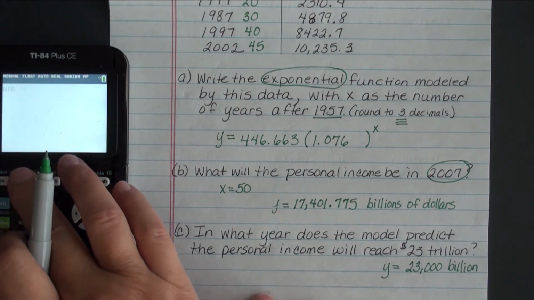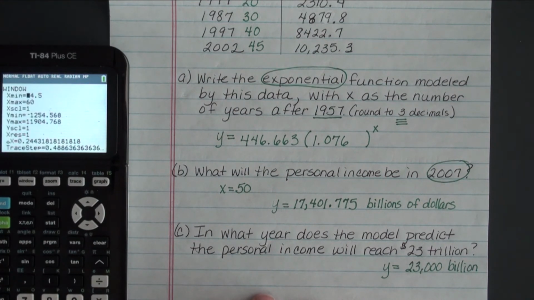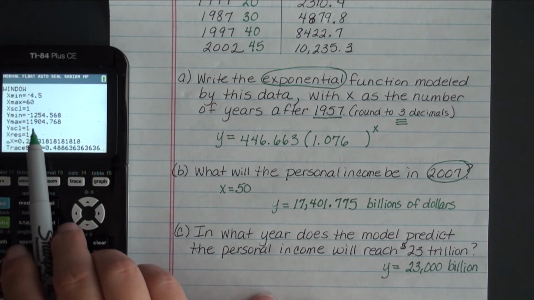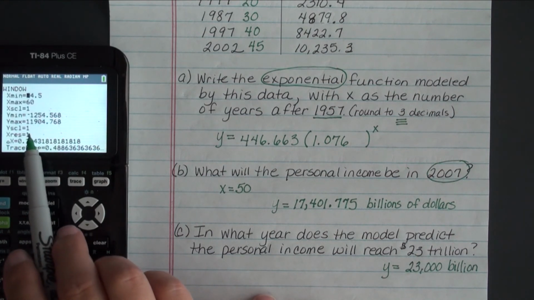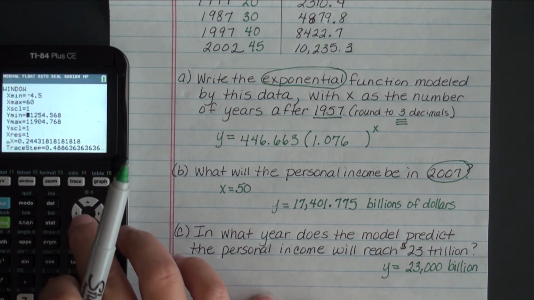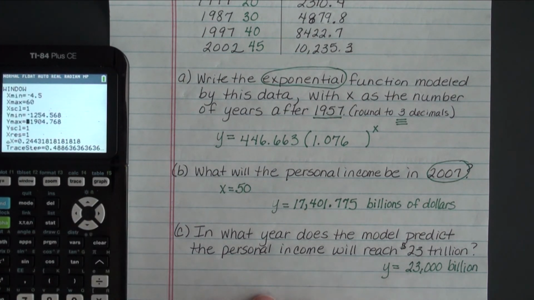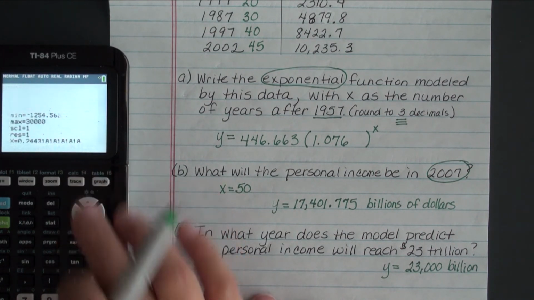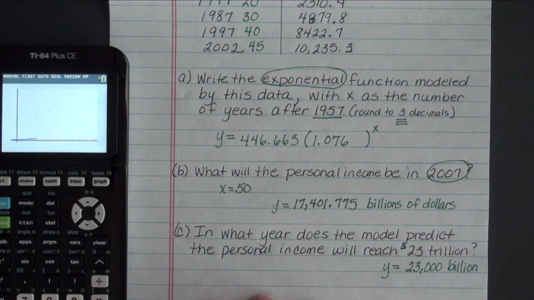And I don't see anything. The reason I don't see anything is because my y maximum, if I go back to my window, is 11,904. So I need to make my y maximum larger than 23,000. So I'll just make it 30,000. And then I'll press graph. And now we see both lines, and our solution will be where those two lines intersect.